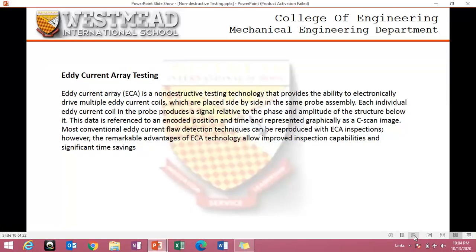Eddy current array testing. Eddy current array is a non-destructive testing technology that provides the ability to electronically drive multiple eddy current coils, which are placed side by side in the same probe assembly. Each individual eddy current coil in the probe produces a signal relative to the phase and amplitude of the structure below it.